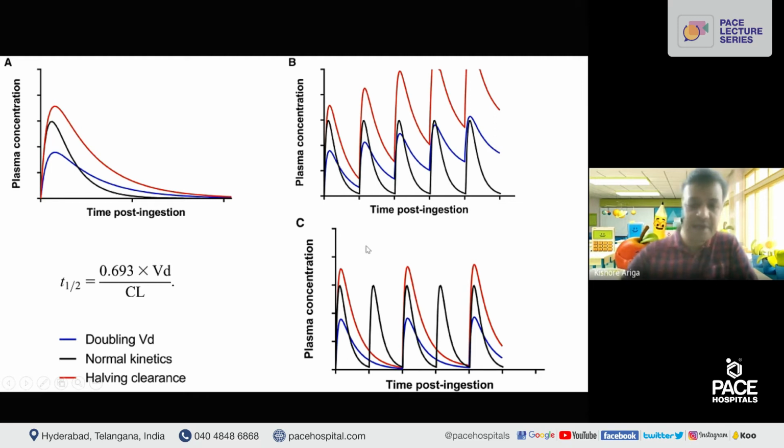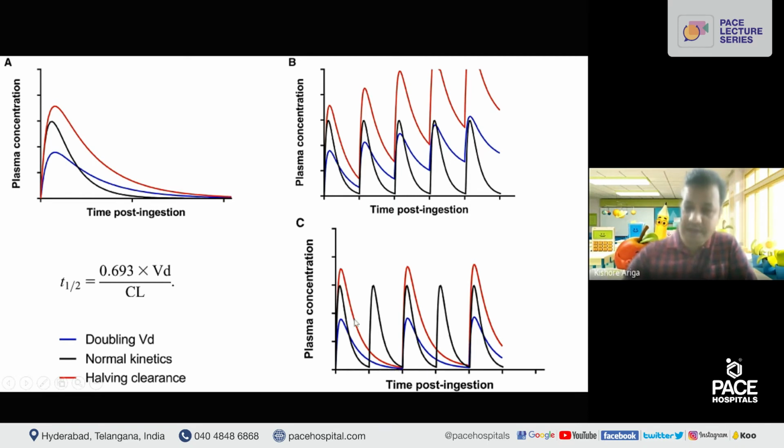So here what we need to do, as I've already told, as the T half doubles, we need to adjust the dosing. So if we double the time period at which we give the drugs, the black line we give at the same interval, but in patients with volume of distribution doubling or with halving of clearance, here we dose the drug at double the normal time.